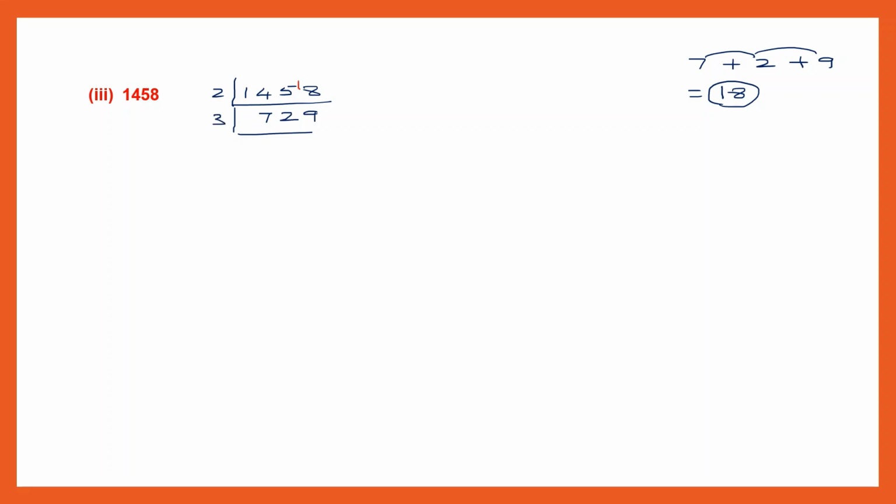So let's see, 3 2s are 6, but that number is 7, so there is 1 left. So we have 12 there, 3 4s are 12 and 3 3s are 9.